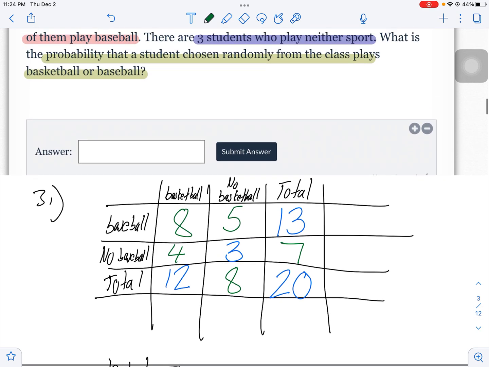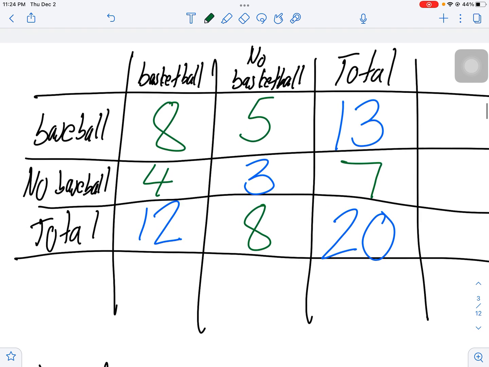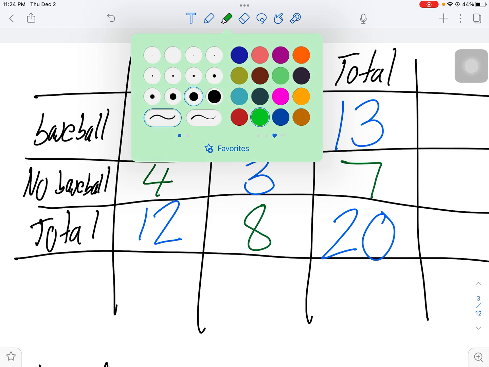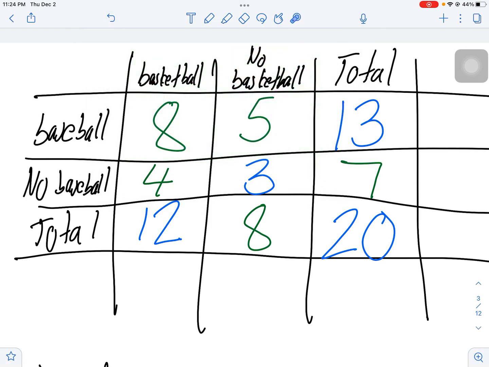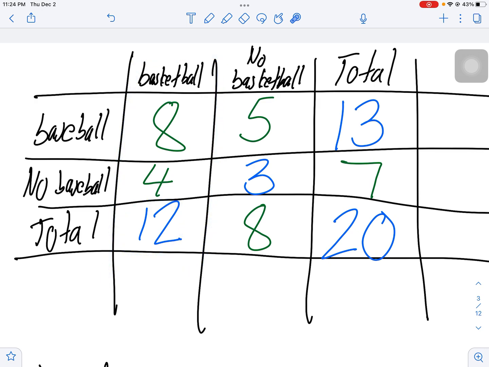So, which players play basketball or baseball? How many students play basketball or baseball? Right? We look at our selections here. Well, how many play basketball? Well, 12 play basketball, right? But let me tell you, I'm going to highlight them individually. So basketball are 8 and 4, right?